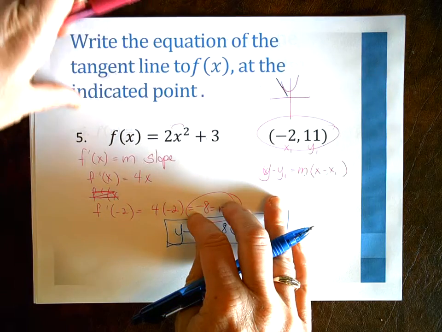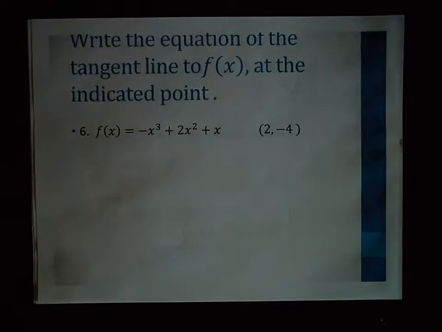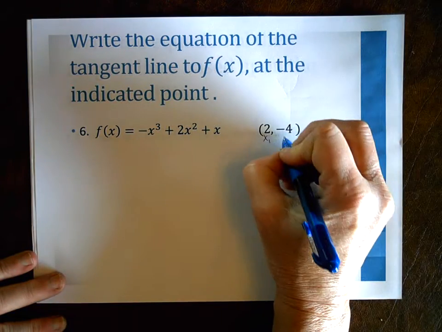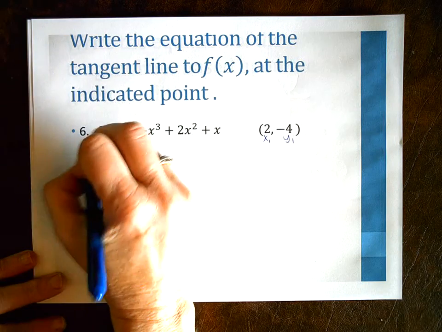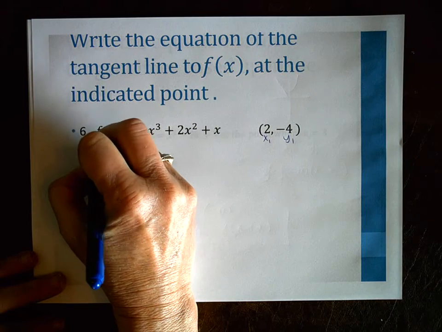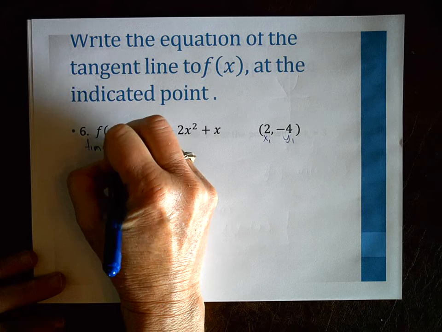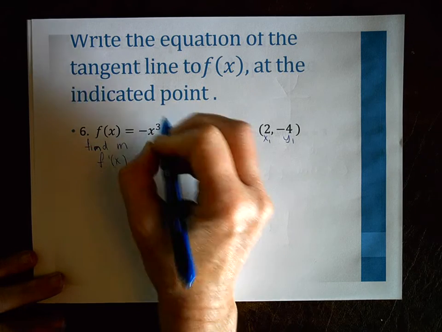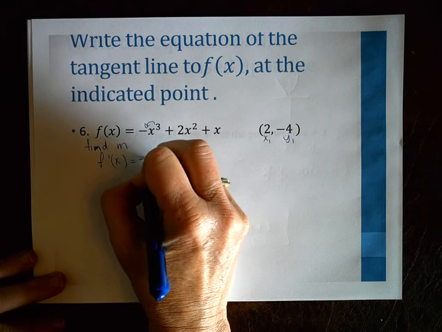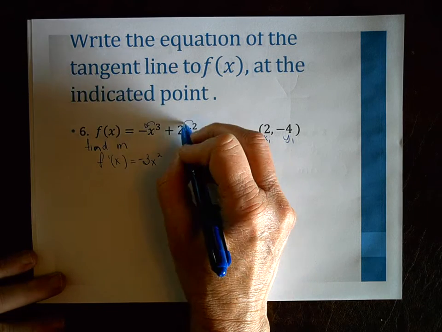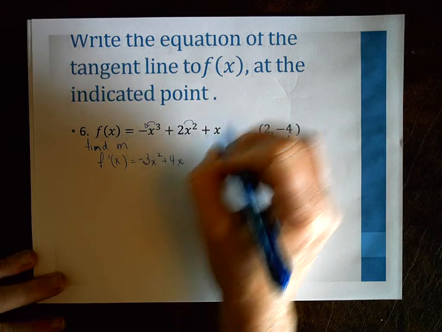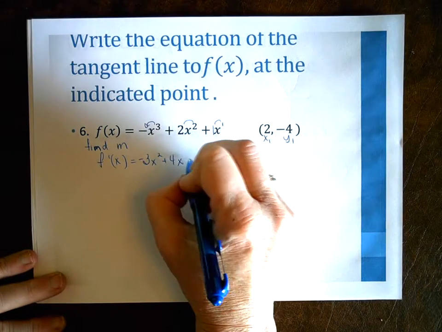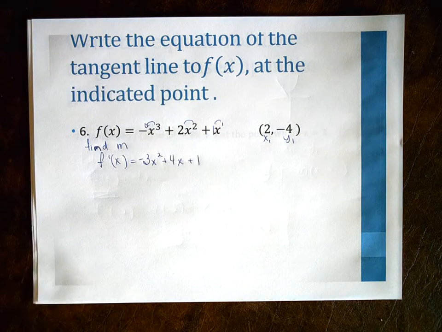Okay, so let's try another one. I always need to do two because you can't always understand on the first one. So again, that's x1, that's y1. All we need to do is find m, by doing the derivative. Power rule: -3x squared plus 4x, and then don't forget this, there's really a 1 there. So the power rule there is 1. A lot of people forget that.